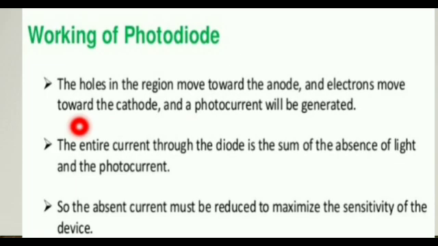And now the entire current through the diode is the sum of the dark current, the current in the absence of light, and the photocurrent. So the dark current must be reduced to maximize the sensitivity of the device, right? Okay, okay students, right.